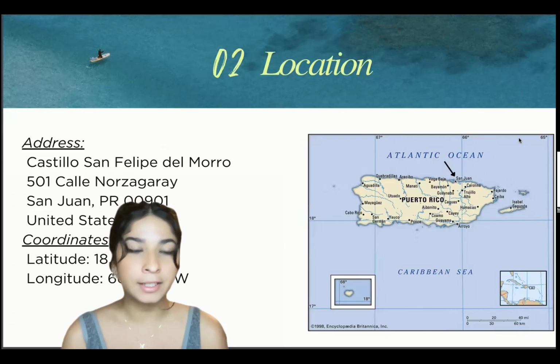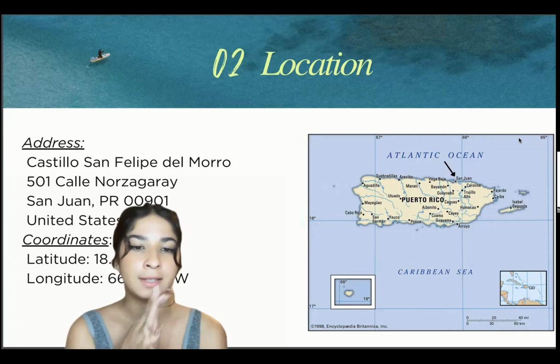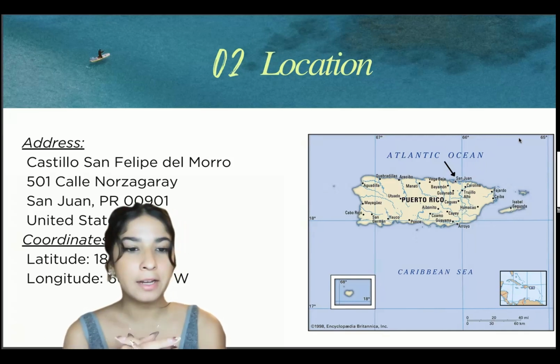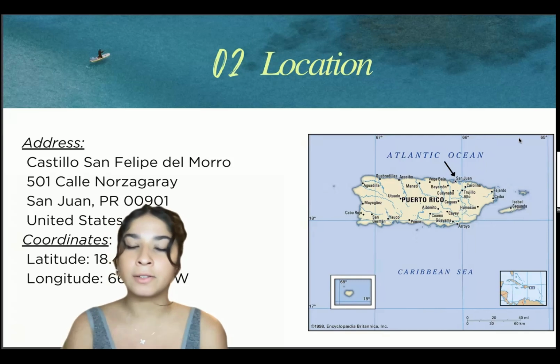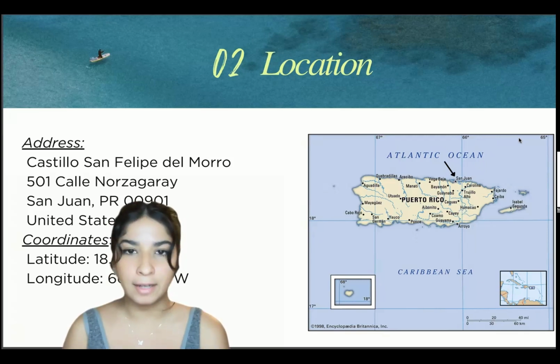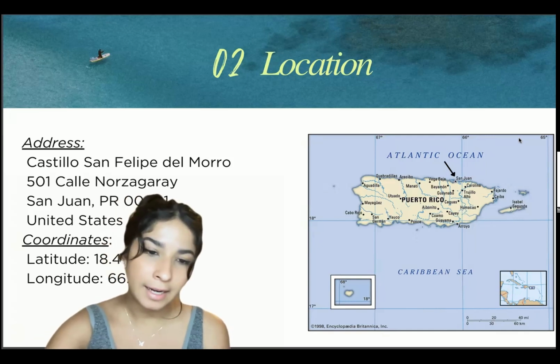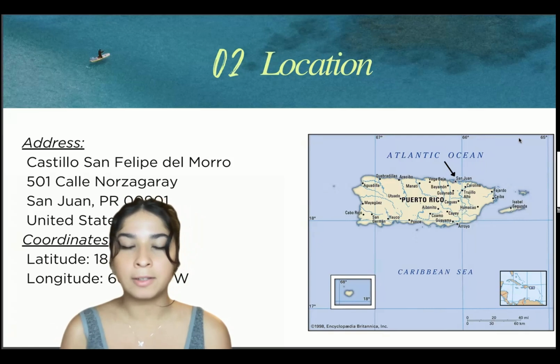For location, the address is Castillo San Felipe del Morro, 501 Calle Norzagaray, San Juan, Puerto Rico. Here are the coordinates, and I also included a map. I also added an arrow so you can see where exactly it is. I know it's small, but you can see right there the small isleta that is connected to Puerto Rico.